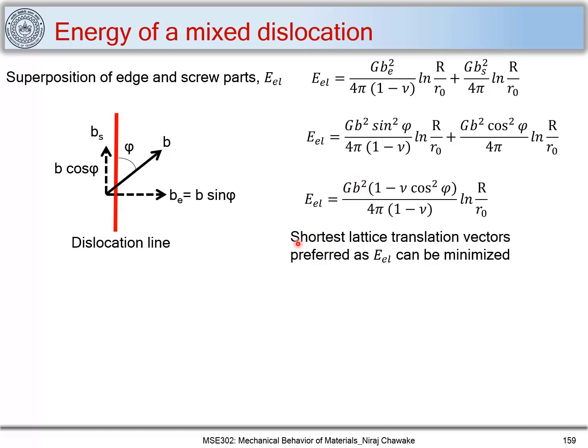So that's why you can say that the shortest lattice translation vectors are preferred, because we have seen that the shortest lattice translation vectors become the Burgers vector. Why? Because if we have a slip along the shortest lattice translation vectors, this elastic strain energy per unit length of a dislocation can be minimized. And this has a great implication. We have seen that the energy of a screw dislocation or an edge dislocation also is proportional to b squared.